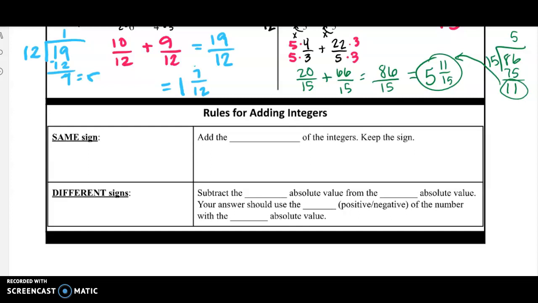All right, so just like when we were adding integers, our rules are actually the same for adding rational numbers. So same sign, we know that we have to add the absolute value of the integers and keep the sign. So just like we were taught last week, we just add the two numbers, we keep the sign.